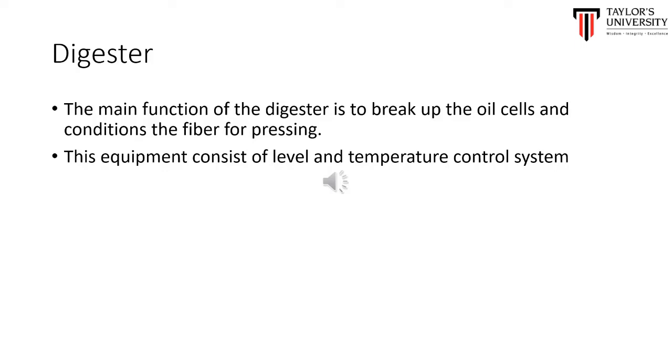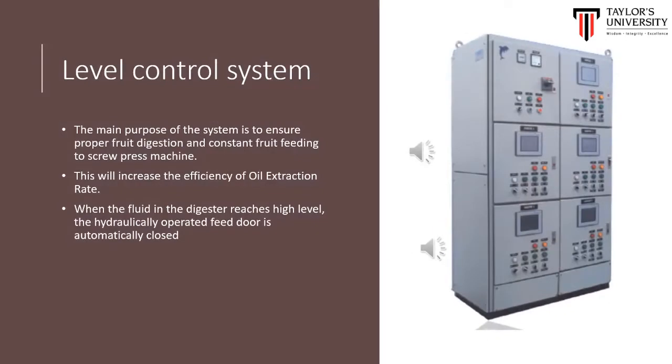This equipment consists of level and temperature control system. The main purpose of this level control system is to ensure the palm oil fluid is properly and consistently feeding to the screw press machine. This will increase the efficiency of oil extraction rate. When the fluid in the digester reaches a very high level, the hydrolytic operator feed door is automatically closed.